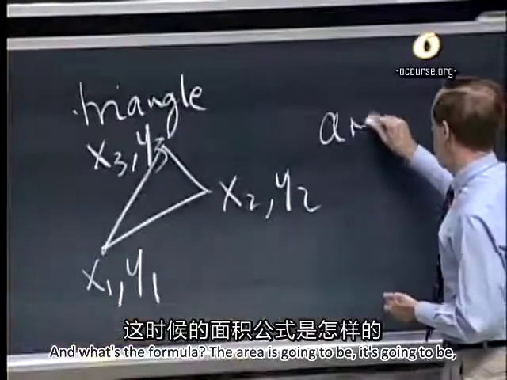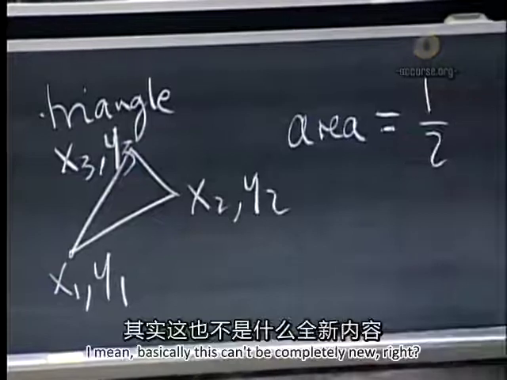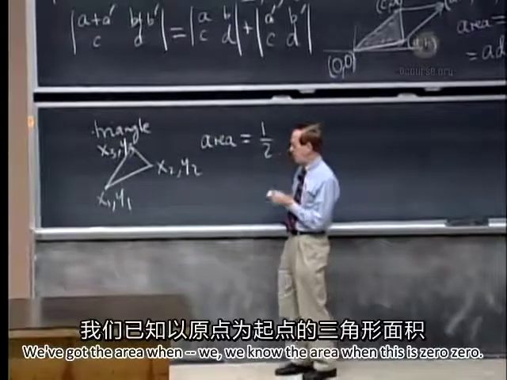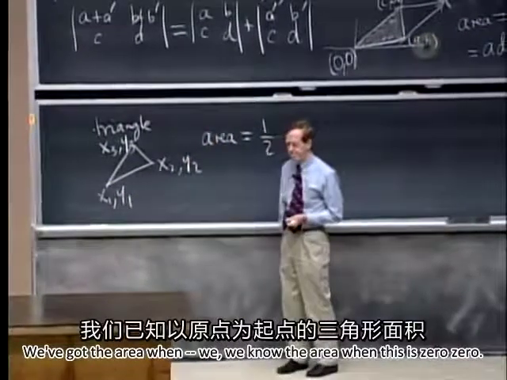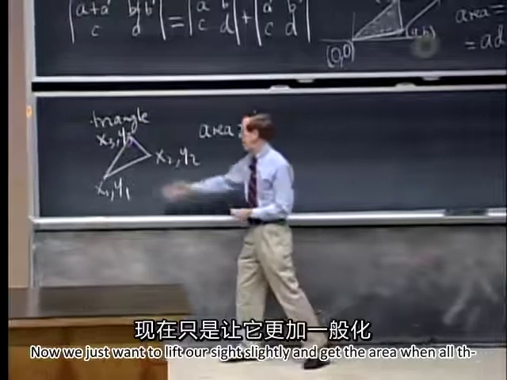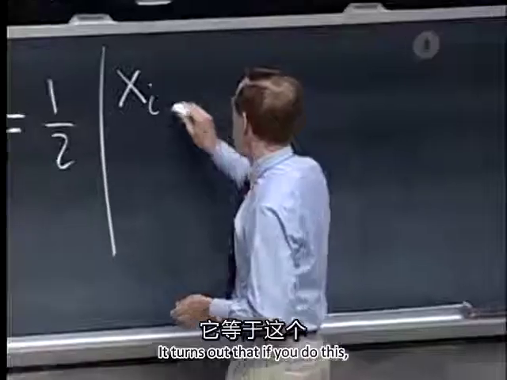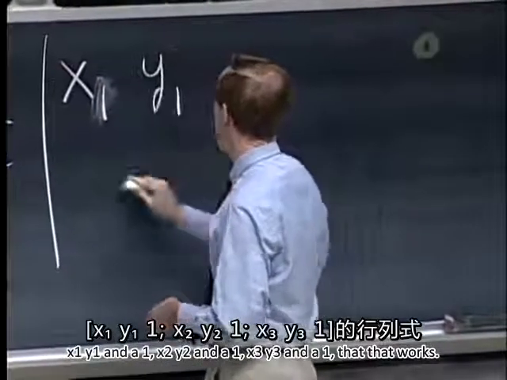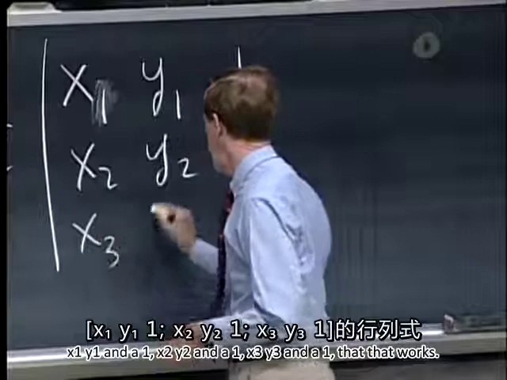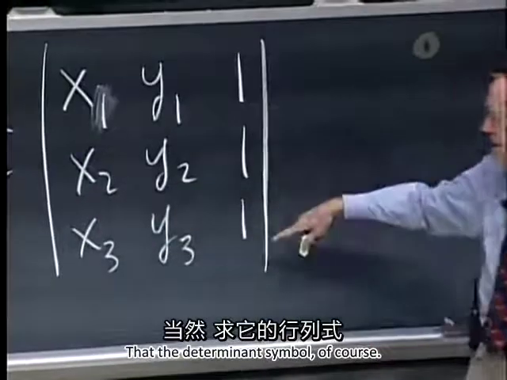And what's the formula? The area is going to be that half of a parallelogram. Basically, this can't be completely new, right? We know the area when this is 0, 0. Now we just want to lift our sights slightly and get the area in general, so let me write down what it comes out to be. It turns out that if you do this, x1, y1, and a 1, x2, y2, and a 1, x3, y3, and a 1, that works. That's the determinant symbol, of course.